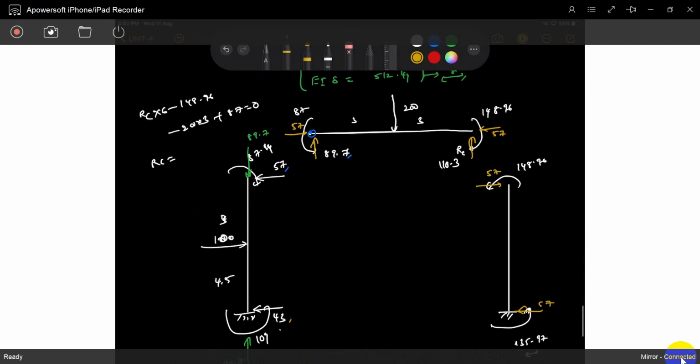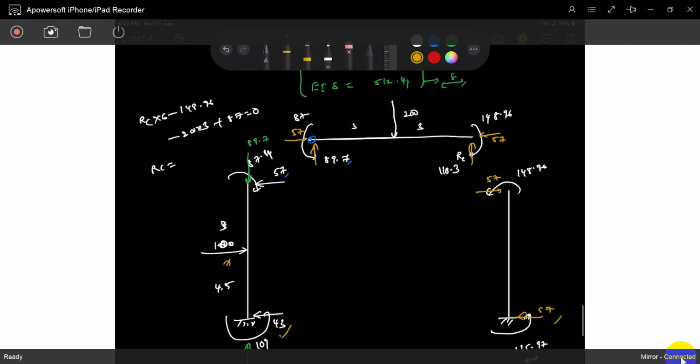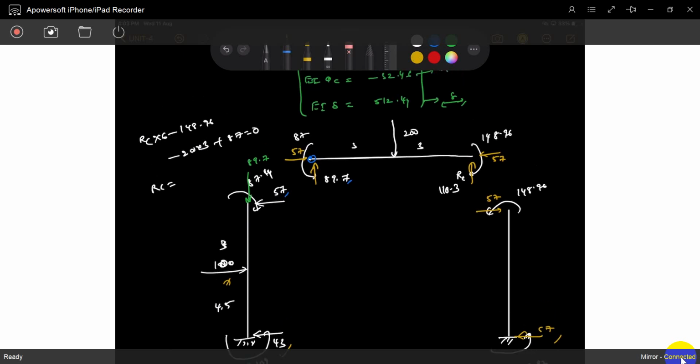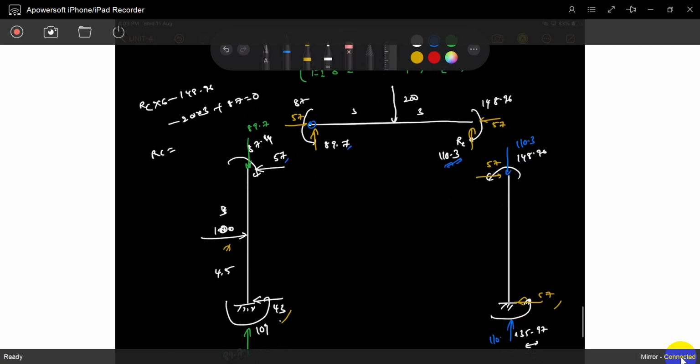So now observe, it's a 43. It's 57. Total clubbed to 100. Equilibrium of total force in the system. 43, 57. But if you go from column A to B, B to C, C to D, you will get the same thing. And also one thing you have to observe, 110.3 is acting vertically. So equilibrium you have to maintain, around 110.3. So that's it. You will get like this.